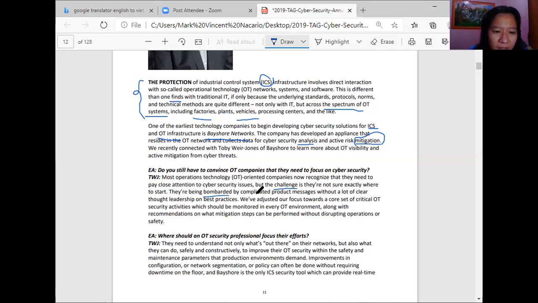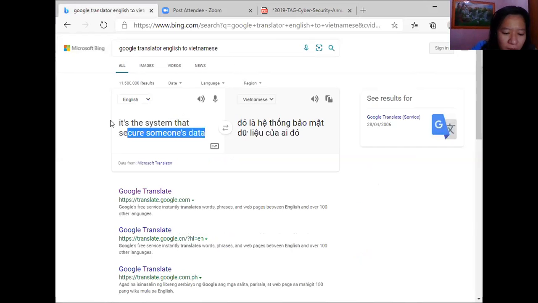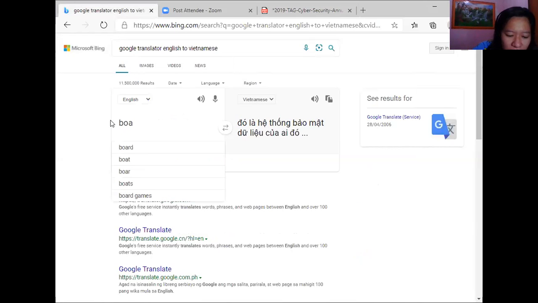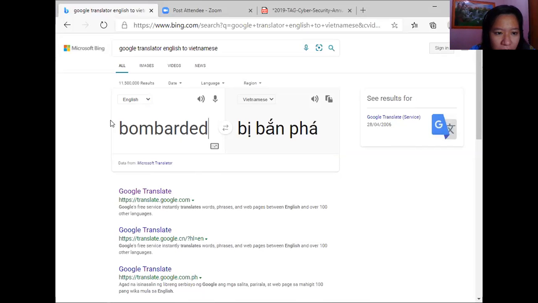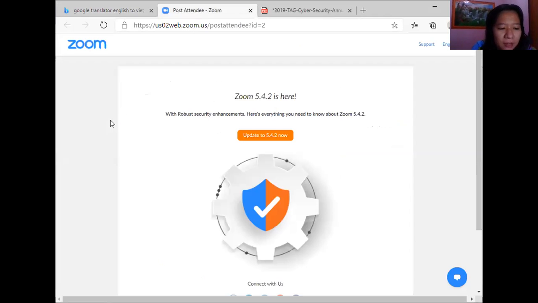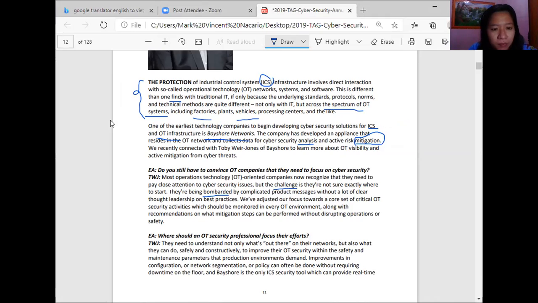I don't know what bombarded means. Can you go back to Google Translate? Help me. Bombarded means you are confused by something. I don't know it in Vietnamese. Do you know that? Bombarded by complaints. Let me see in other terms.